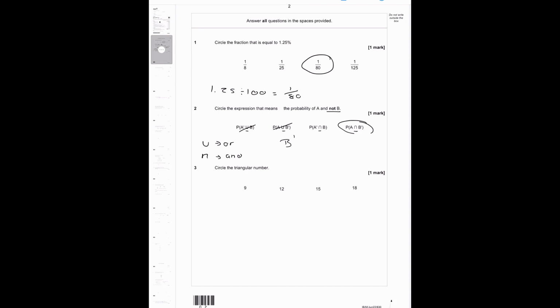Question 3 says to circle the triangular number. Triangular numbers will make a triangle. The first one is 1. The second one is 3. The third one is 6. The next one is 10. Next one is 15. So 15 is our answer.